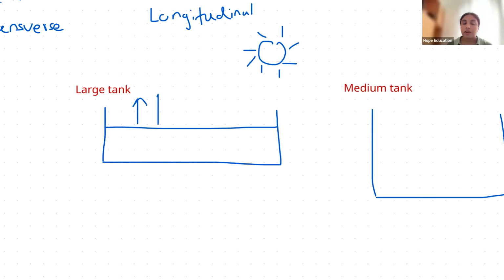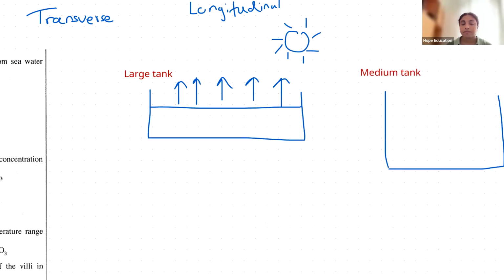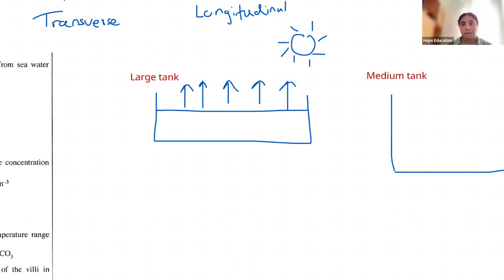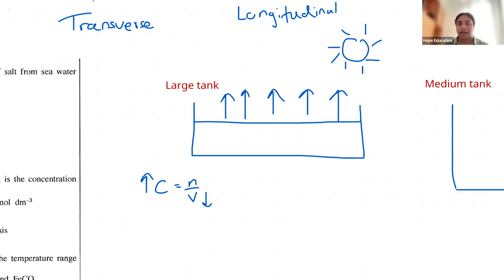When the water evaporates, what happens to the concentration of salts in seawater? Will it increase or decrease? Increase. Because concentration equals number of moles over volume. Water evaporating means the volume decreases, and when the volume decreases, the concentration increases. So in the large tank, water will continuously evaporate and the concentration of salts will continuously increase because of that.